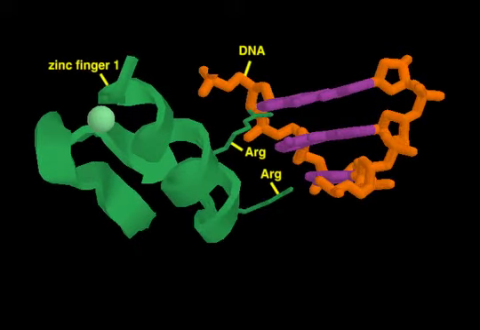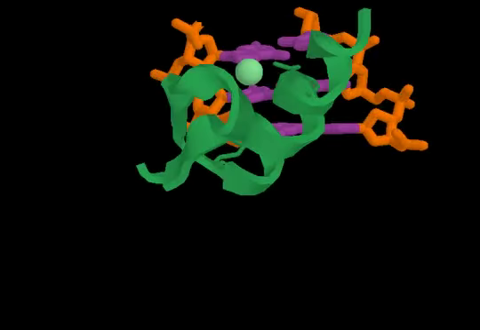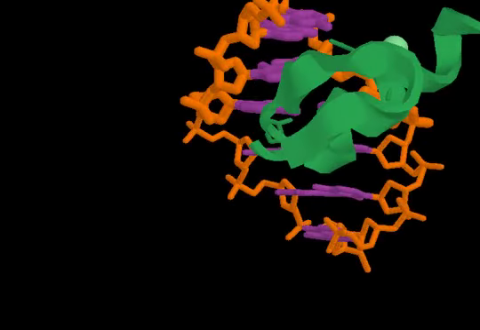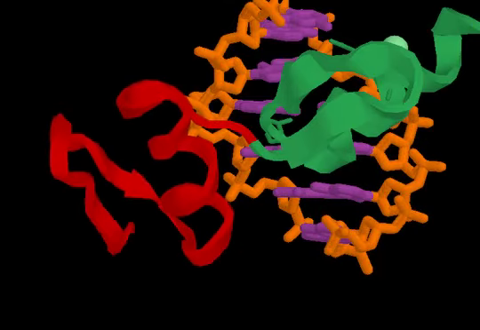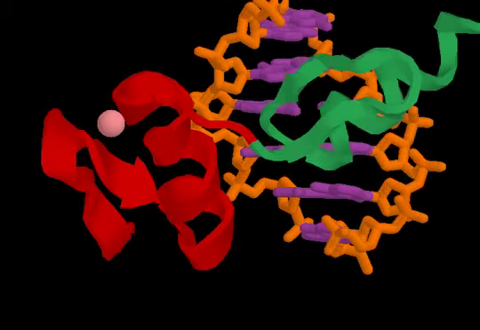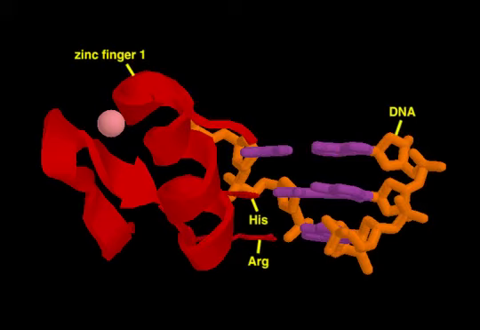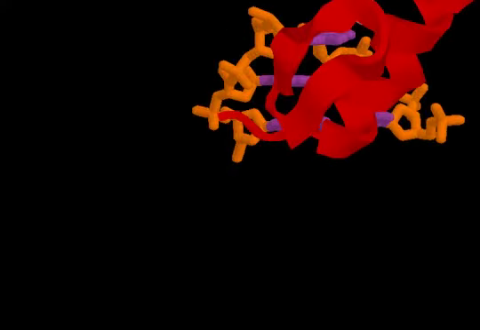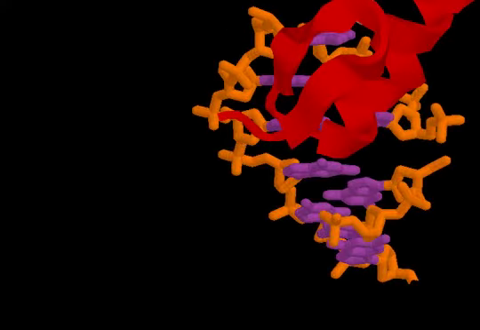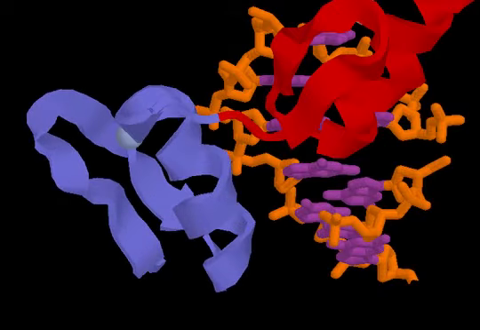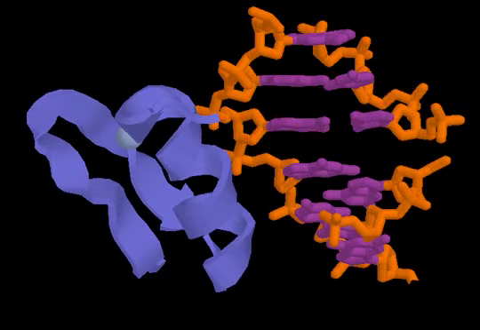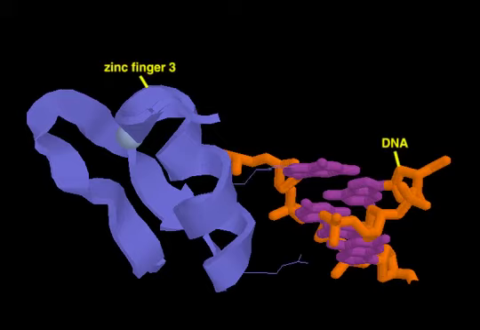Amino acid side chains project out from the helix and contact bases in the DNA. The identities of these side chains determine the precise DNA sequence recognized by each zinc finger. Assembling different zinc finger motifs allows precise control over the sequence specificity of the protein.